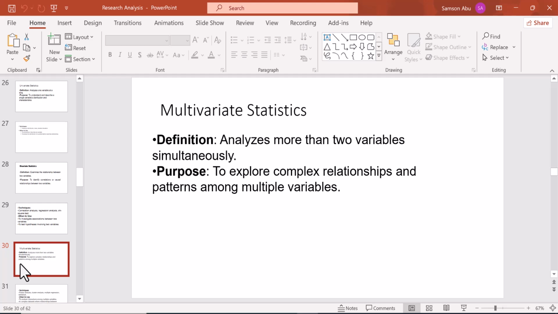Then the next one is multivariate statistics. Now, from the word multi, meaning that it's more than two. It analyzes more than two variables simultaneously, and it tends to explore the complex relationship and pattern among the variables, where you have so many independent variables and then one dependent variable. You can run your multivariate statistics. You can use multiple linear regression to test for this.